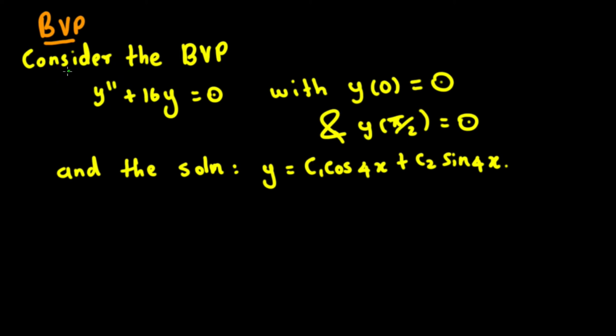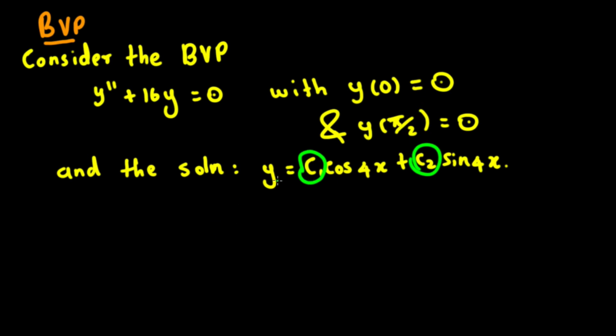Here the question is asking, consider the boundary value problem y double prime plus 16y is equal to 0 with y of 0 is equal to 0, y of 5π/2 is equal to 0, and the solution y is equal to c1 cos 4x plus c2 sin 4x. Here we have to find out what c1 and c2 are. To find this out, we are going to apply the given conditions. Here we have y of 0 is equal to 0. Let's go ahead and apply this one.